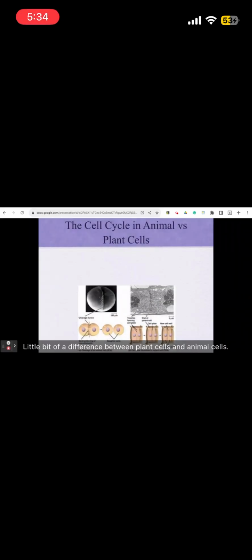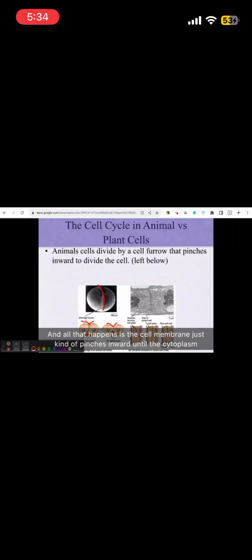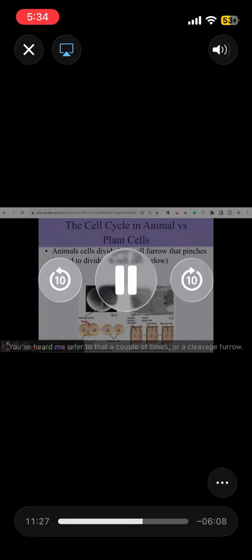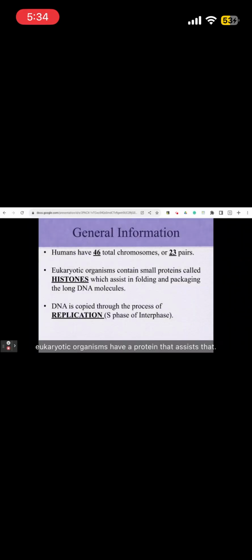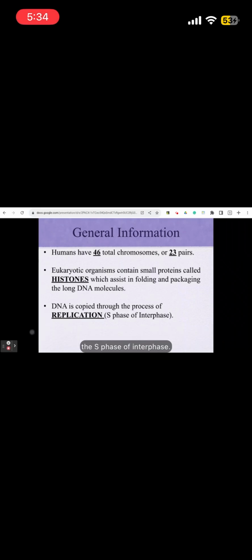A little bit of a difference between plant cells and animal cells. Animal cells will divide by a cell furrow. You've heard me refer to that a couple of times, or a cleavage furrow. And that's kind of happening right here. And you can see it right here as well, where I just highlighted it. All that happens is the cell membrane just kind of pinches inward until the cytoplasm and the cell are divided into two parts. And you also know that DNA is copied through the replication process, which happens in the S phase of interphase.